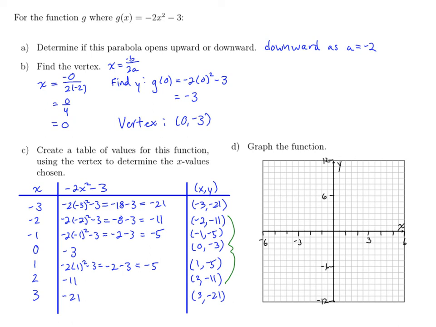Now I'm ready to plot these points, so I'll plot the point negative 2, negative 11, and I'll make sure to keep track of where negative 2 is on this x-axis. So I see negative 2, negative 11, I'll plot that point, and then I'll have negative 1, negative 5, I'll plot that point. I have 0, negative 3, I'll plot that point, and now I'm going to see symmetry on the other side. I'll have 1, negative 5, and 2, negative 11.